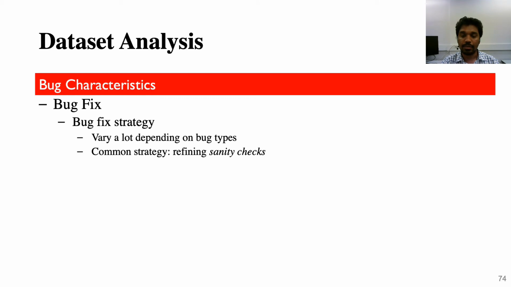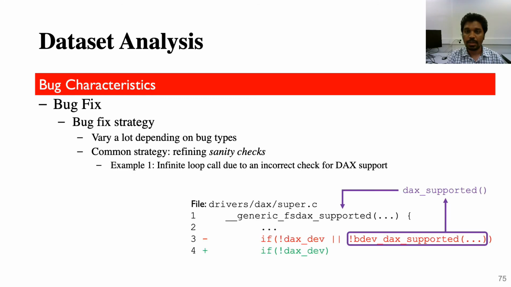To understand this, we provide a few examples. Here, an incorrect sanity check was causing an infinite loop call. The method generic fsdax supported checks if the device supports direct access. This is done by checking the daxdev variable and calling bdev dax supported in line 3. But this method calls dax supported, which in turn calls the same method. This results in an infinite loop call and the system gets stuck.